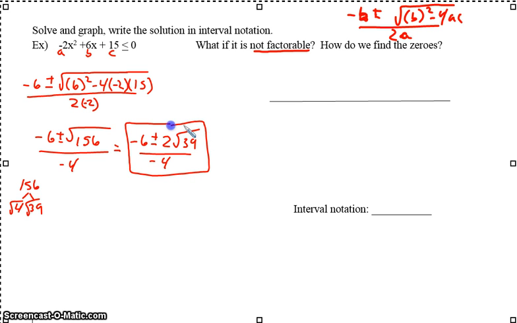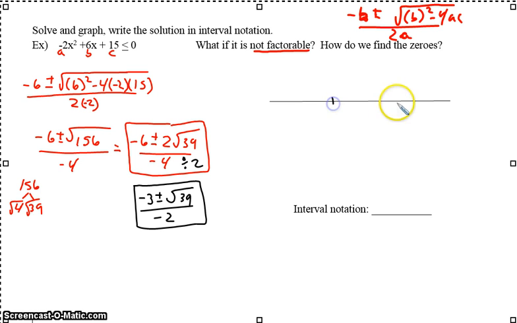This is going to be a little bit difficult for me to put on the graph. Actually, I take that back. Before I circle that, I should have reduced this. I can actually divide all of these out by a 2. If I do that, I end up with negative 3 plus or minus the square root of 39 over negative 2. That's the actual exact value answer.